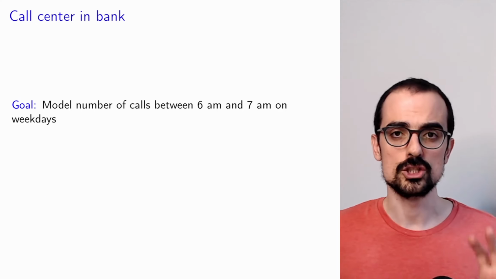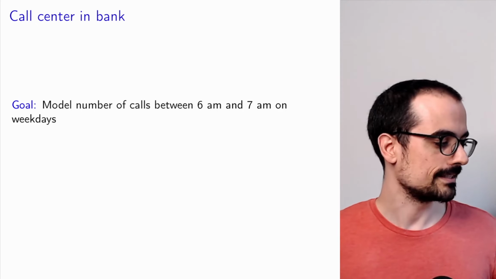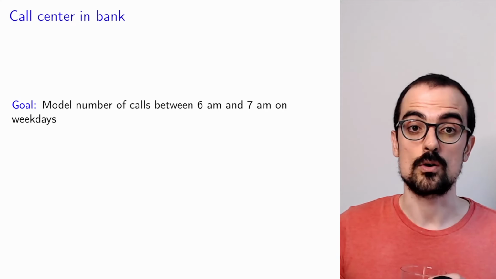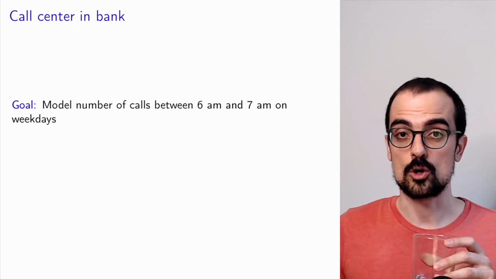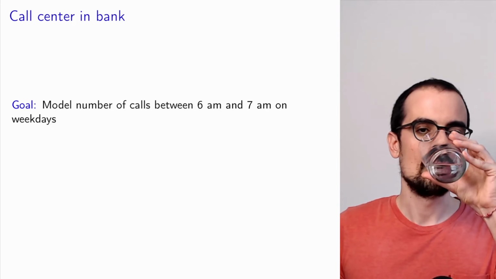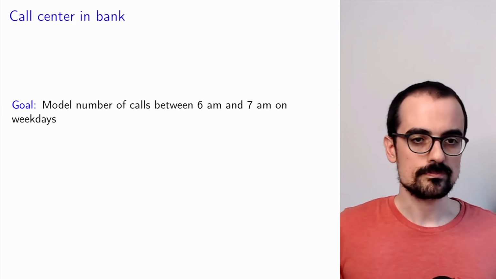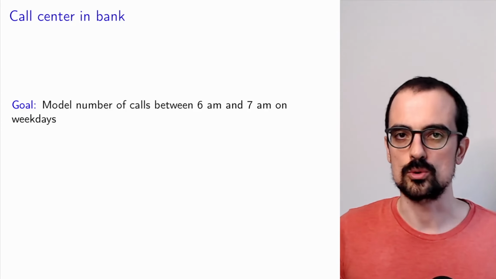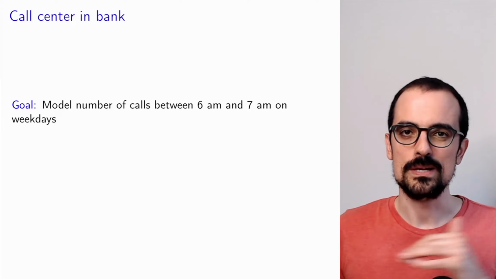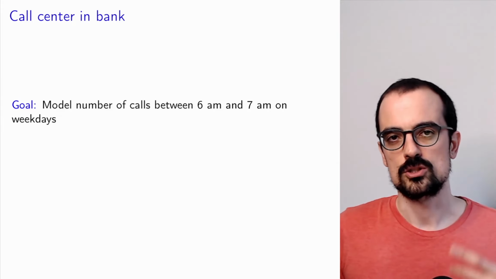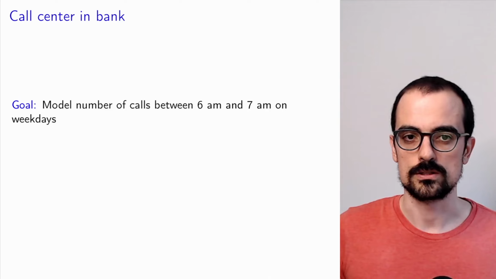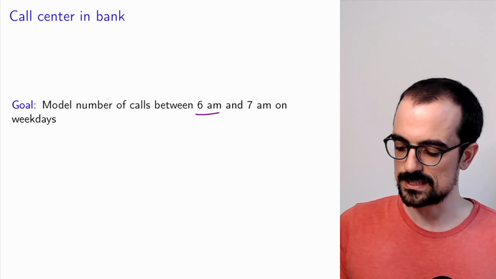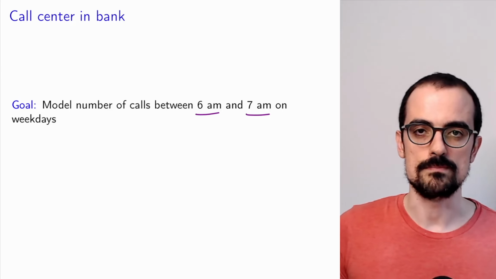Okay, so to finish, we're going to look at another example with real data, where we're going to look at telephone calls that are arriving in a call center in a bank. Imagine that you own the call center, or you're hired by the call center, and you want to know what's the probability of obtaining different numbers of calls so that you hire people to answer those calls. So we want to model the number of calls occurring between 6 a.m. and 7 a.m. on weekdays, between Monday and Friday.